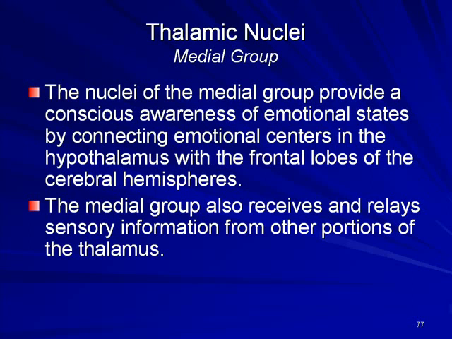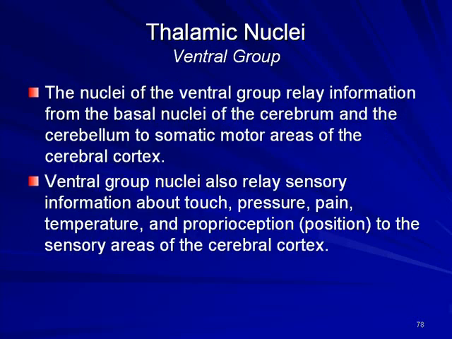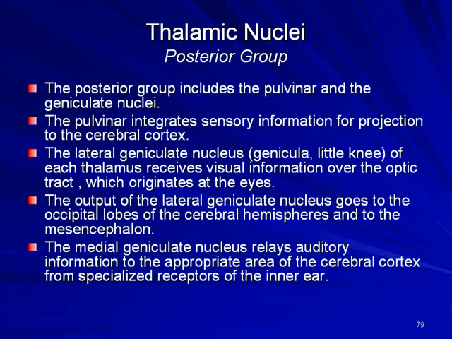The medial group also receives relay sensory information from other portions of the thalamus. The nuclei in the ventral groups relay information from the basal nuclei, the cerebrum, cerebellum, and the somatic motor areas of the cerebral cortex. The ventral group nuclei also relay sensory information about touch, pressure, pain. Again, you see this recurrent theme: sensory information, touch, pressure, pain, temperature, proprioception. Proprioception is position sense, to sensory areas of the cerebral cortex.